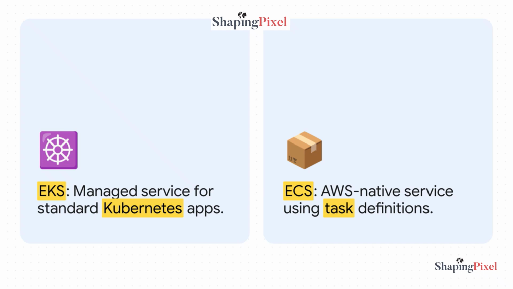On the flip side, ECS really shines for deeply integrated AWS native microservices. ECS uses straightforward task definitions and natively hooks into services like Application Load Balancers and CloudFormation with incredible ease.